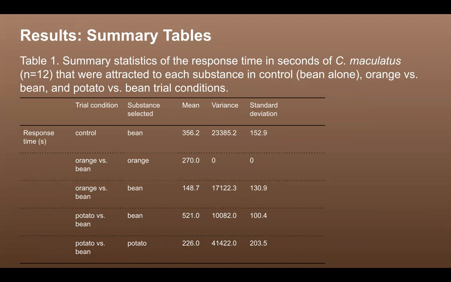In this table, we show the summary statistics of the response time in seconds of how quickly it would take the beetles to move on to a substance. And you can see that when they were exposed to 2 stimuli, the beetles had a response time that was almost 100 seconds shorter on average compared to beetles that were only exposed to beans. Like you can see, we have beetles in the control trial that were attracted to beans, took an average of 356.2 seconds to move on to them. But of the beetles exposed to 2 scents that selected a side, they had an average of 259.5 seconds of response time.